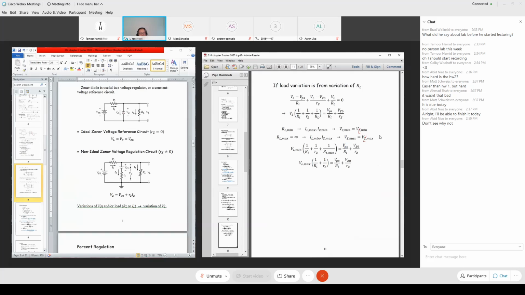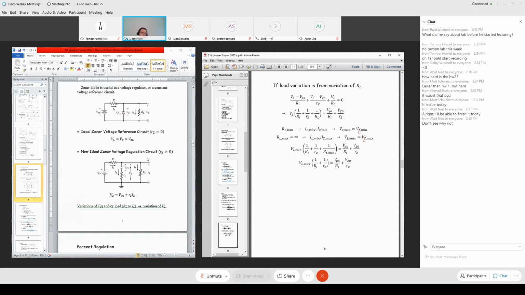So I have a typo in the uploaded PDF file. Previously this equation said that VL minimum equals VL minimum. You can say, oh, what's that? That's trivial, right? That's not what I meant. So this is correct. The Zener voltage minimum really means at the same time the load voltage is minimum. So when the load resistance is minimum, then the load voltage is minimum.